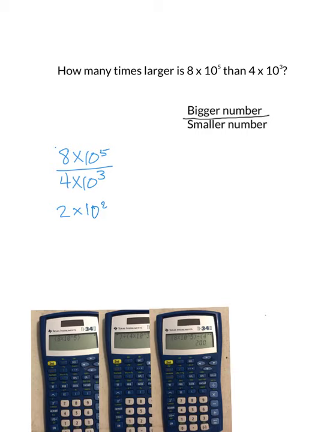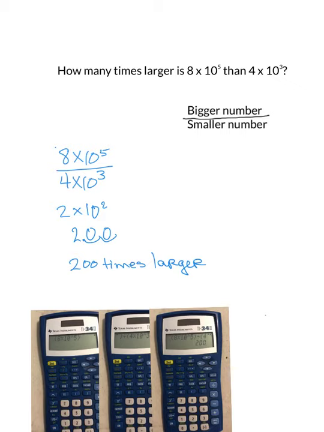Then we want to write this in standard form, not in scientific notation. So we have 2, and we move the decimal place over twice, as far as the exponent. So it's going to be 200 times larger.